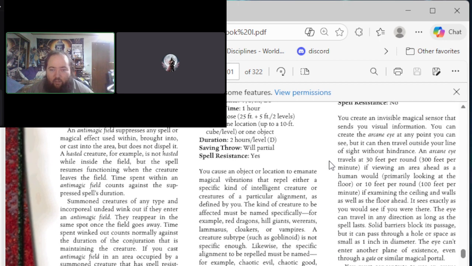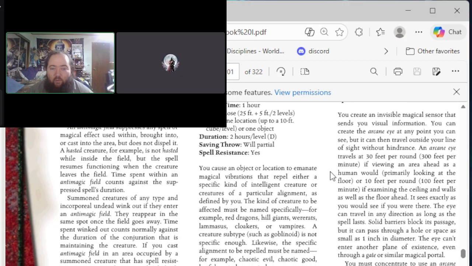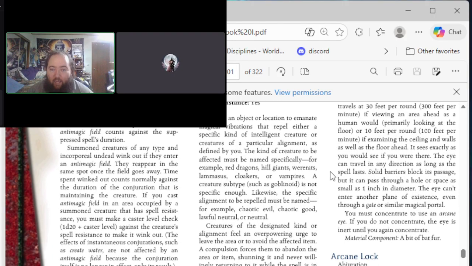Description: you can cause an object or location to emit magical vibrations that repel either a specific kind of intelligent creature or creatures of a particular alignment, as defined by you. The kind of creature to be affected must be named specifically. For example, red dragons, hill giants, rare rats, denizens, cloakers, or vampires. A creature subtype such as goblinoid is not specific enough, which pretty much means you can't say undead or humanoid. It has to be a specific type of creature.